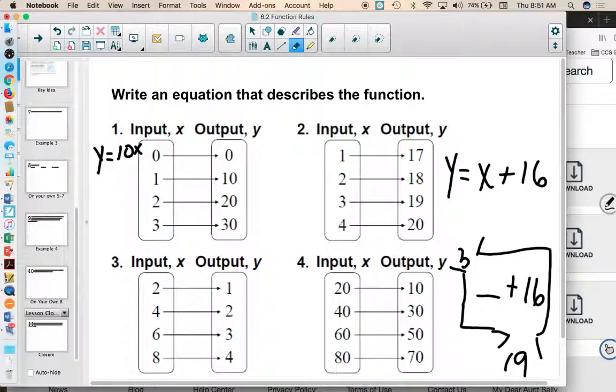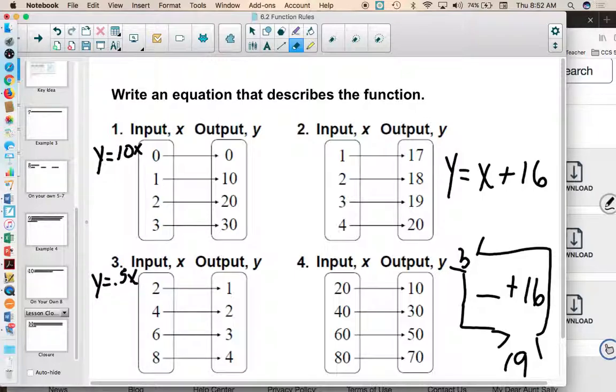So what's happening on number 3? If I put in a 2, I get out a 1. If I put in a 4, I get out a 2. Put in a 6, I get out a 3. What's going on? What's happening here, Natalie? Oh, I like the way you say that. She says I can write it as y equals 0.5x. Is she correct? Mm-hmm.